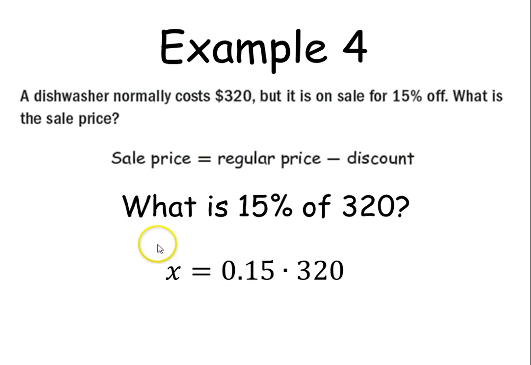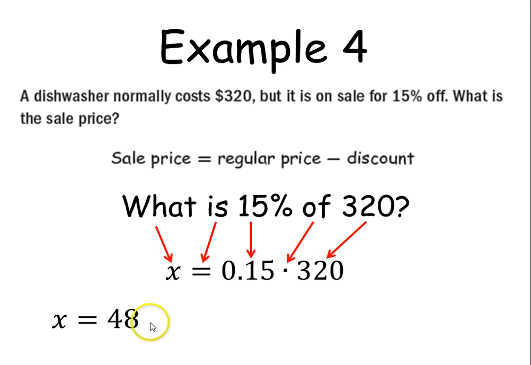So I get this equation. The what number is the x. The is is the equals. 15% as a decimal is 0.15. The of is the multiply, and the 320 is 320. And once again, just like the last example, we have 0.15 times 320. I don't know what that is. I'll take out my calculator and do that, and I get 48. So x is 48, but once again, that's not our answer.